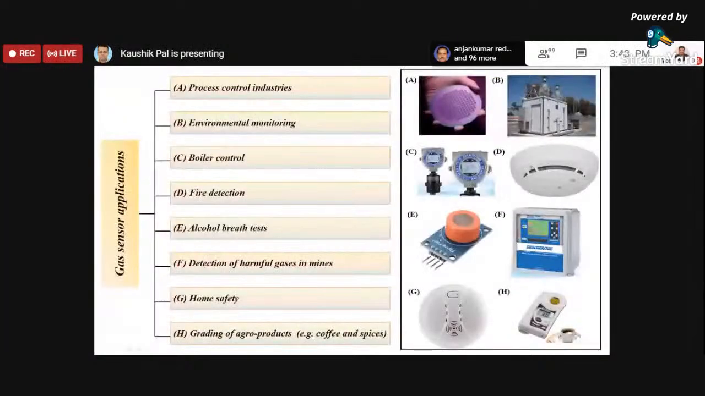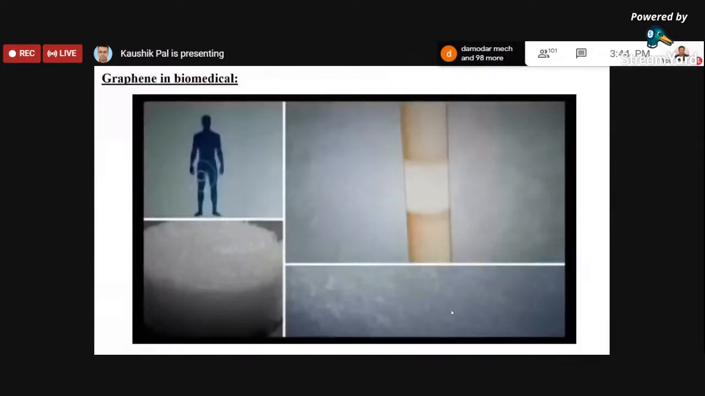Now gas sensor applications. Basically, in process control industries or chemical industries, you can easily use it. Environmental monitoring, boiler control, fire detection, alcohol breath test, detection of harmful gases in mines, and the grading of agro products like coffee and spices, where people are using gas sensor applications.